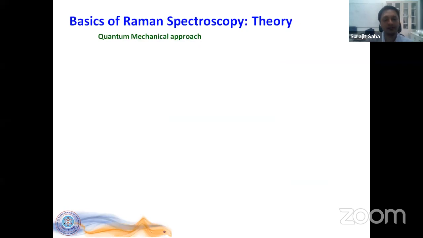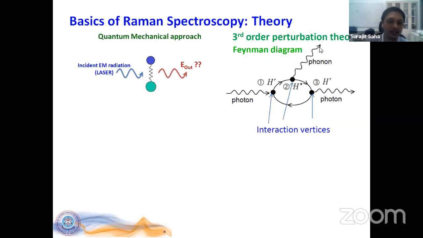Now let's have a glimpse of the quantum mechanical approach for the same Raman scattering process. Just to remind once again, we have this diatomic molecule, we have the incident laser, and we have the outgoing light. One can think in terms of the perturbation theory as we study in quantum mechanics. This is basically a third order perturbation process where the incident photon interacts with the matter. This is the photon electron interaction, and that interaction excites the system to an excited state. There this excited state either releases, creates or annihilates a photon. And then eventually it loses that energy again through the electron photon interaction. These three different interaction vertices make it a third order perturbation process.